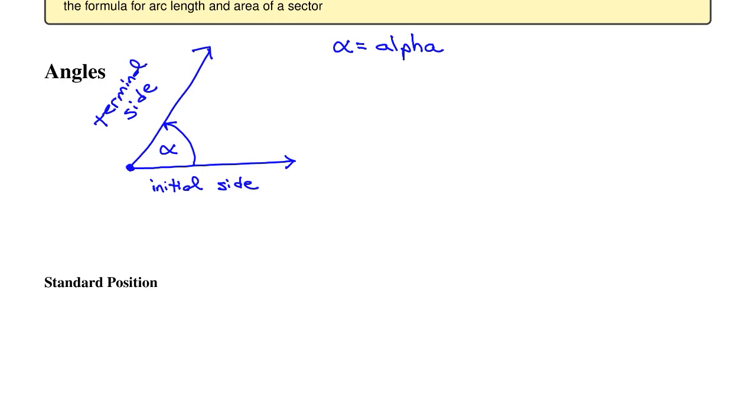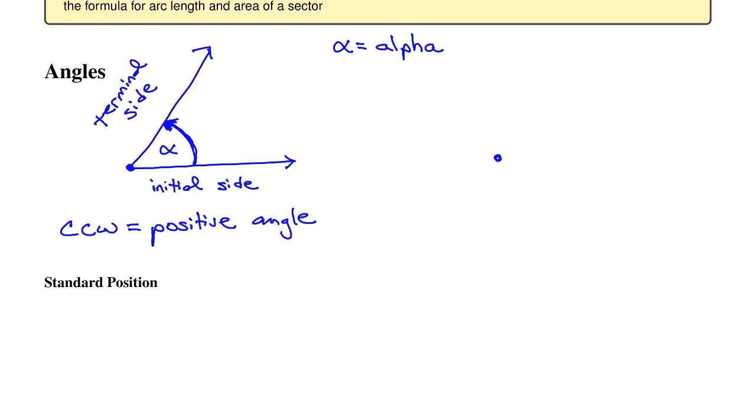Since this angle is opening up counterclockwise, we say that it is a positive angle. So counterclockwise, CCW, is equal to positive angle, because we had to make one of them positive, so they chose this one, and there's some good reasons behind that. So counterclockwise is positive angle.